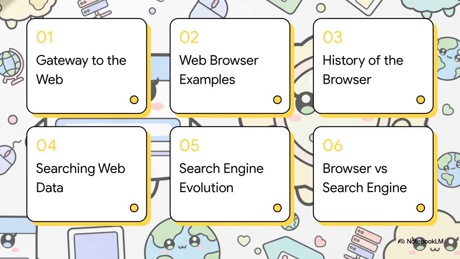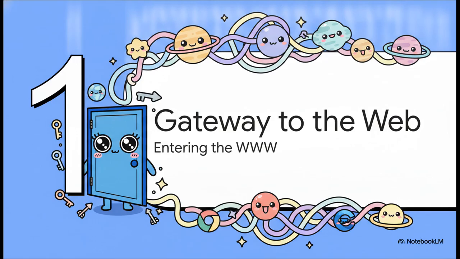We'll hit Section 1, the gateway to the web. Then Section 2, examples of web browsers, and Section 3, history of the browser. After that, Section 4, searching the web's data, Section 5, evolution of search engines, and finally we'll put them head-to-head in Section 6, browser versus search engine. All right, let's jump right into Section 1, the gateway to the web, entering the www.